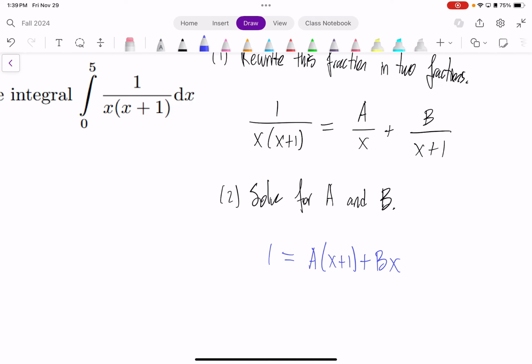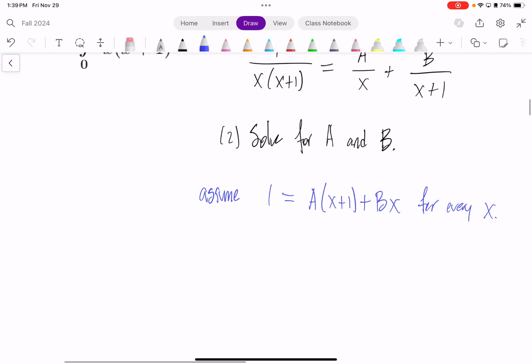And we know that this equation holds for every x. So what we're going to do is plug in values of x which allow us to solve for a and b. I'll note that down, that's really important. Assume this holds for every x. Now, if it holds for every x, then it definitely holds for, for example, x equal to 0.